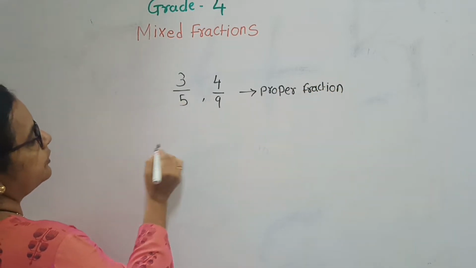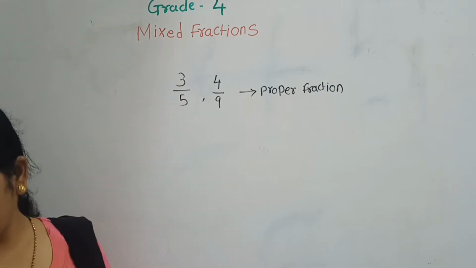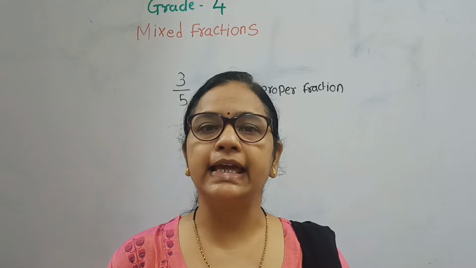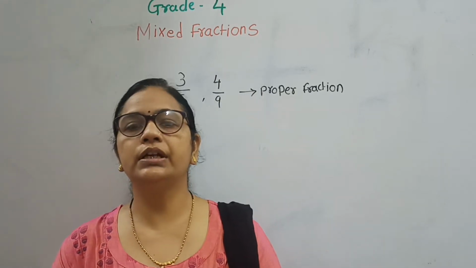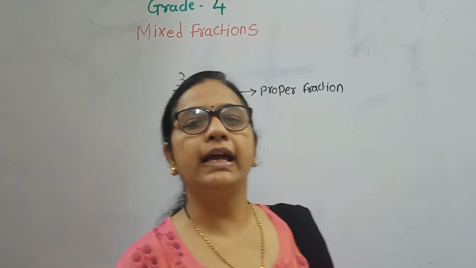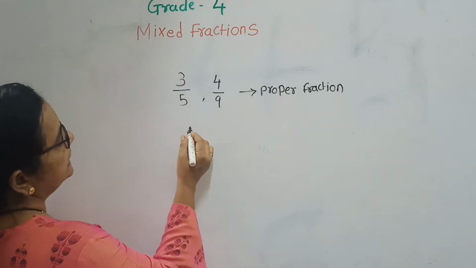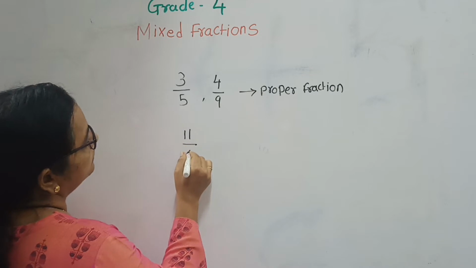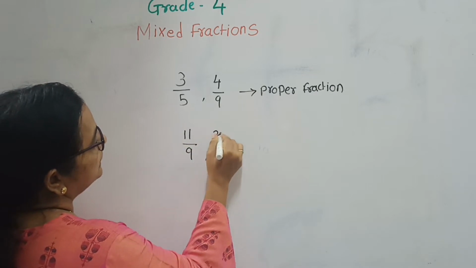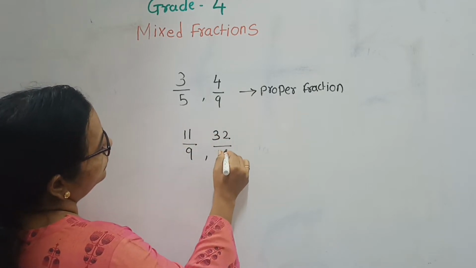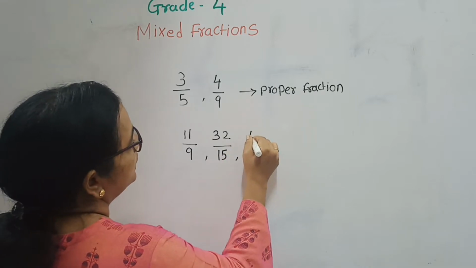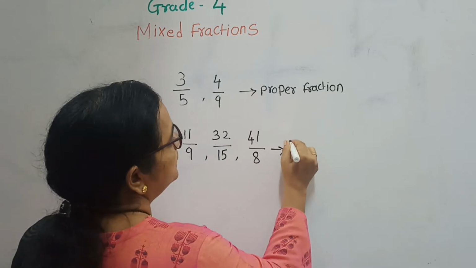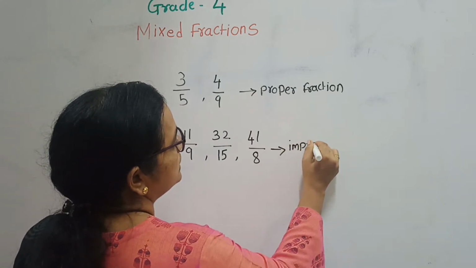Now improper fraction. An improper fraction means a fraction whose numerator is greater than or equal to the denominator. Let's see examples of improper fractions: 11 by 9, 32 by 15, 41 by 8. Yes, these are called improper fractions. Okay children.